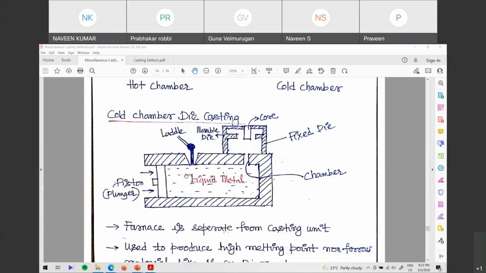Guys, what is core here? Yeah, to have a hollow section.